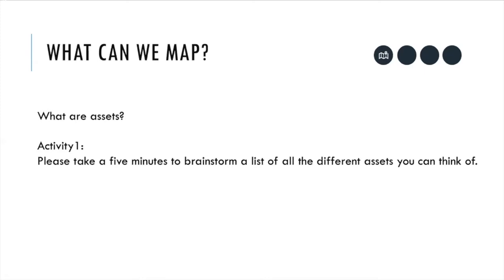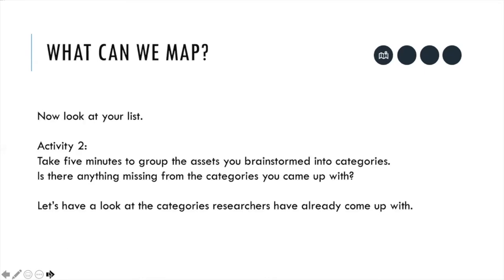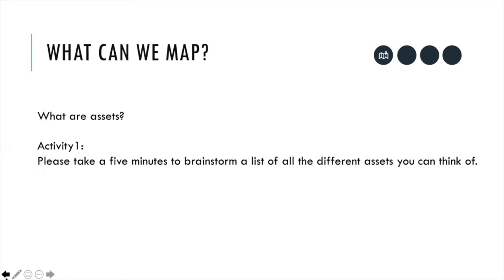One term often used in research related to mapping is assets. So what are assets? Assets, quite simply, are a useful or valuable thing, something with value. The other term often used is capital. Capital would be wealth or something owned, something valuable.